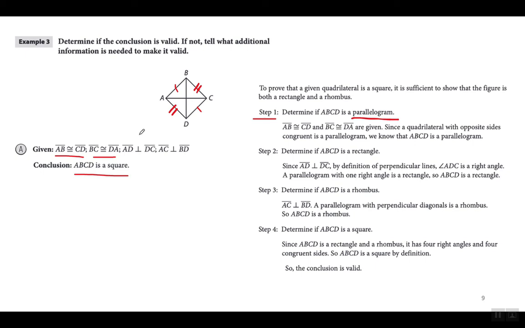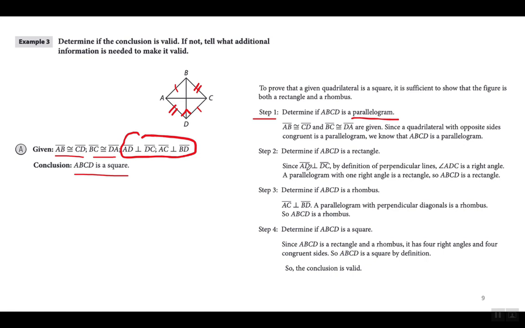Step 2, determine if ABCD is a rectangle. Since it says right here that AD is perpendicular to DC, and AC is perpendicular to BD. The first part, AD is perpendicular to DC. That means this has to be a right angle. And the second part is saying that the diagonals are perpendicular because AC and BD are diagonals.